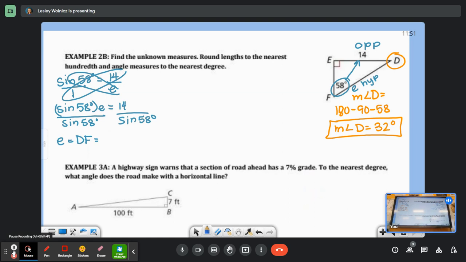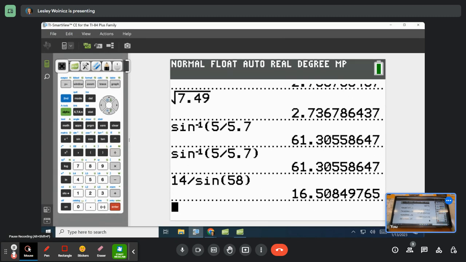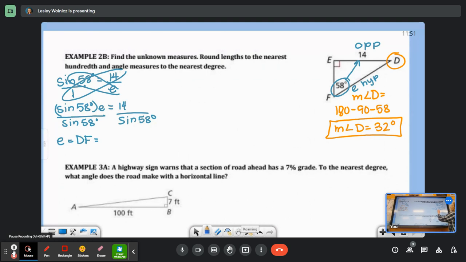Okay, so 14 divided by sine of 58. 14 divided by sine of 58. I got 16.51. 16.51 units.